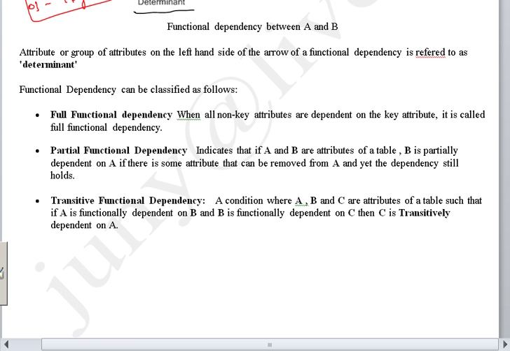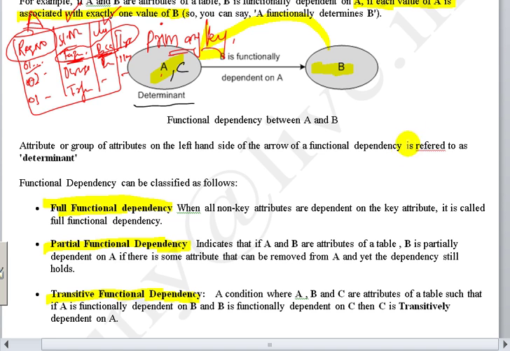Now we are talking about types of functional dependency. It could be full functional dependency, partial functional dependency, or transitive functional dependency. We will give an example of each. If we have a full functional dependency, it's a good thing and will not have problems. But if you have partial or transitive dependency, it will have problems. So what is each of these? We'll visualize it with our example here.